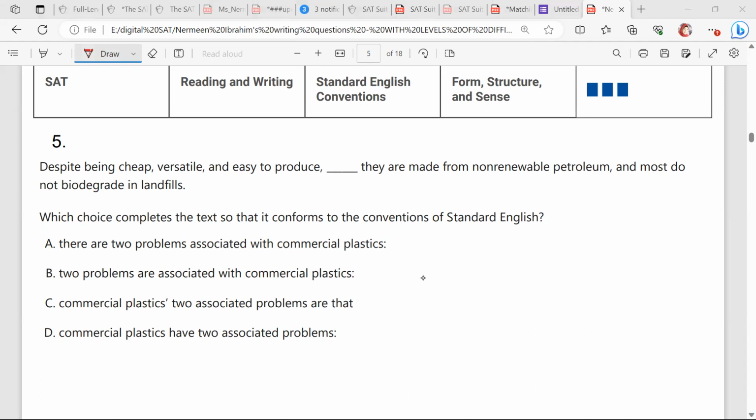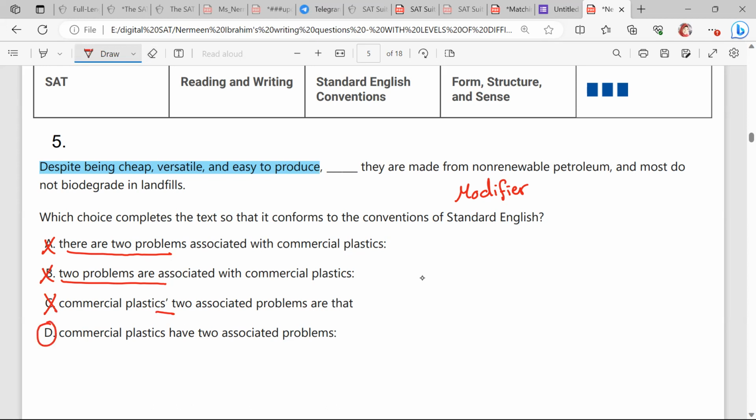Okay, first here we see that there is an introductory phrase. It means it modifies the subject that comes after the comma. So it needs to be related. The modifiers are cheap, versatile, and easy to produce. We are talking about an object that can be produced. It's not problems, so it's not A and B. And in commercial plastics', there's an apostrophe S, which means it's not the subject. Two associated problems are the subject, so it's also not the answer. Only one, D, which is commercial plastics. Plastics can be produced and it's cheap. Thank you so much. Amazing.